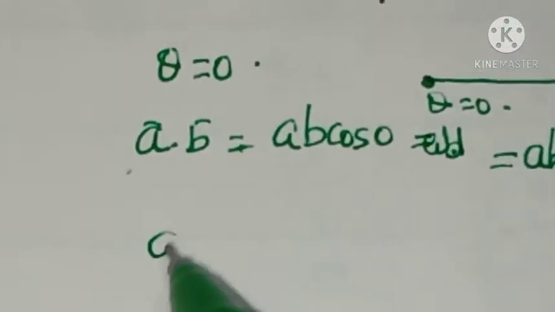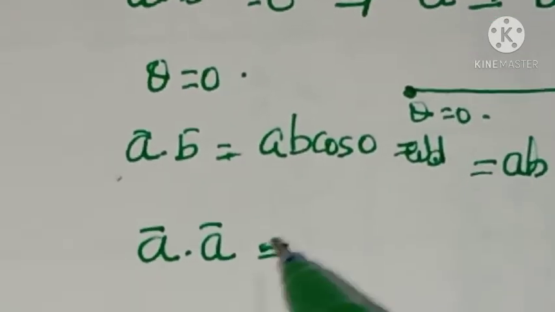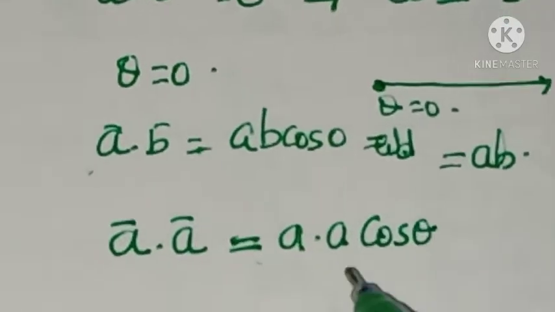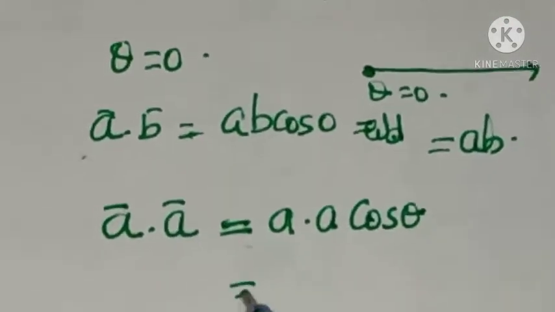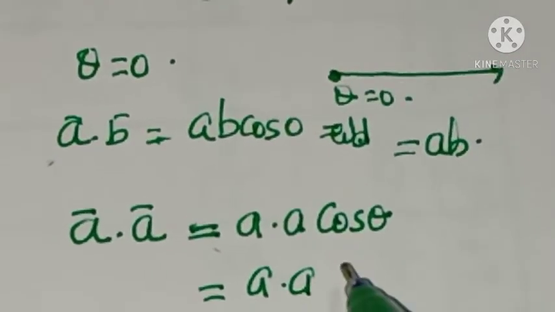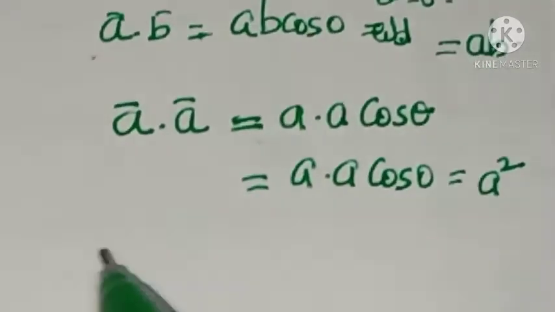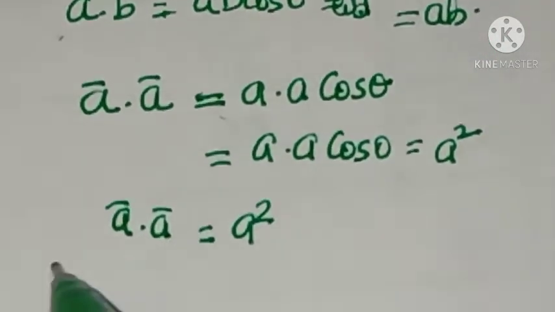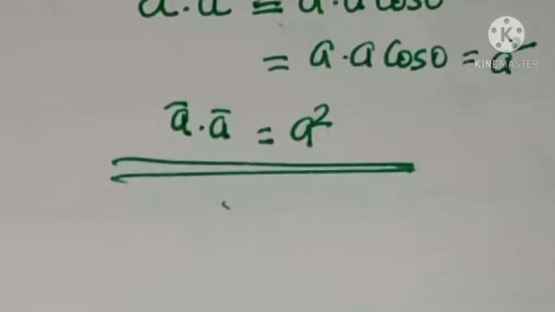Now, what about vector A dot vector A? By your definition, it is A A cos theta. What is theta? The angle between two same vectors. It is 0. So, A into A cos 0. Cos 0 is 1. Therefore, A square. So, A dot A is equal to A square.